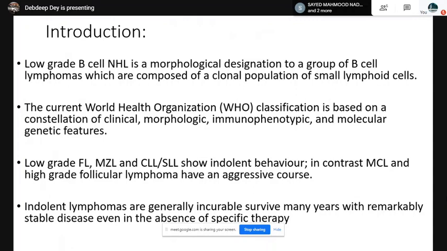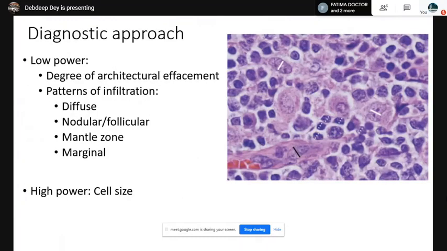Indolent lymphomas are generally incurable, but they survive many years with remarkably stable disease, even in the absence of specific therapy. So what's the approach? Remember, in a case of a low-grade NHL, it is the architecture which is the king. You have to assess whether there is architectural effacement, and not only that, you have to think about what is the degree of architectural effacement. Is it partial or is it complete?